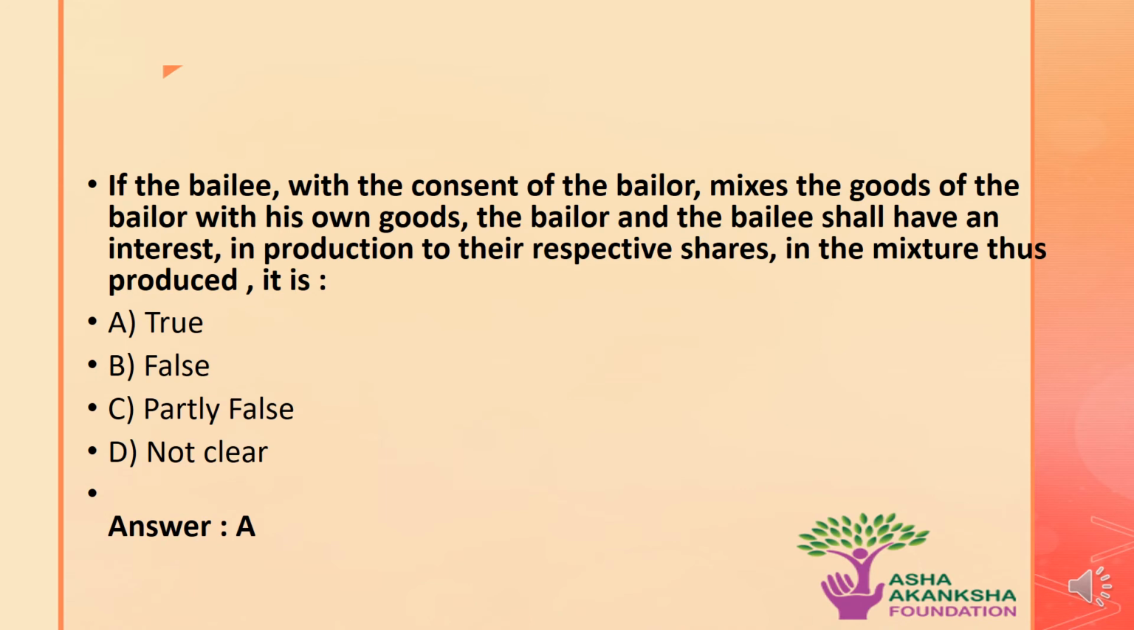The next question is: if the bailee, with the consent of the bailor, mixes the goods of the bailor with his own goods, the bailor and the bailee shall have an interest in proportion to their respective shares in the mixture thus produced. This statement is, options are A, true, B, false, C, partly false, or D, not clear. The correct answer to this question is option A. That means to say, this statement is true.